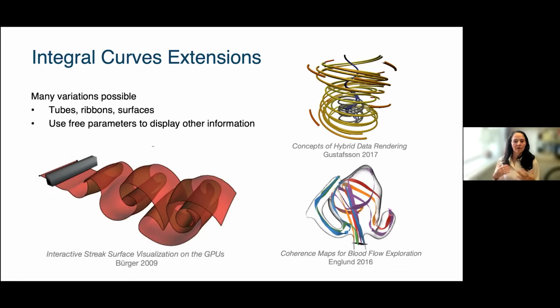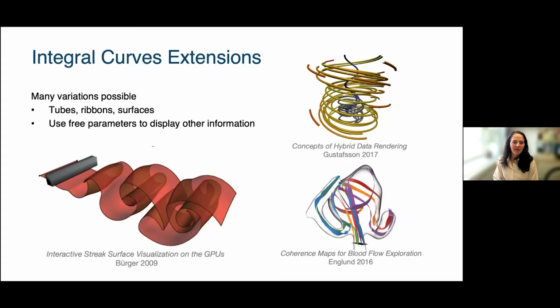This gives you a lot of free parameters that you can use for other purposes. This might be a color that you can put on your lines. You could also map some quantities on the diameter of your streamline, or you could even put some textures on these surfaces.